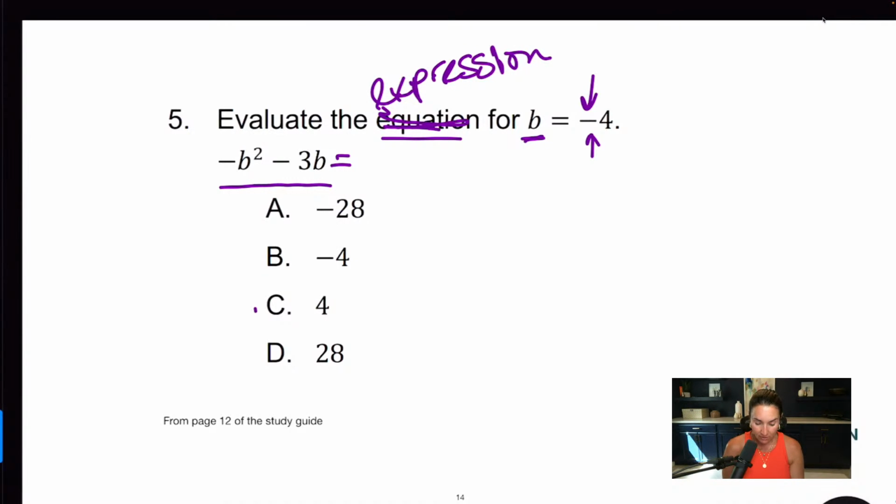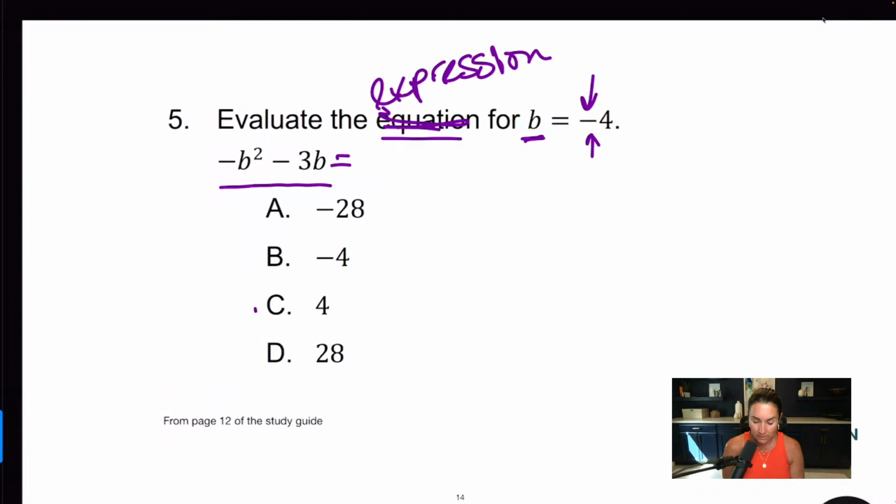And you'll notice here that -28, -4, 4, and 28, these are our answer choices. If you misplace the negative, they have your incorrect answer in the answer choices. They will anticipate your errors, common errors. That's what good math test makers do. So you have to be careful.